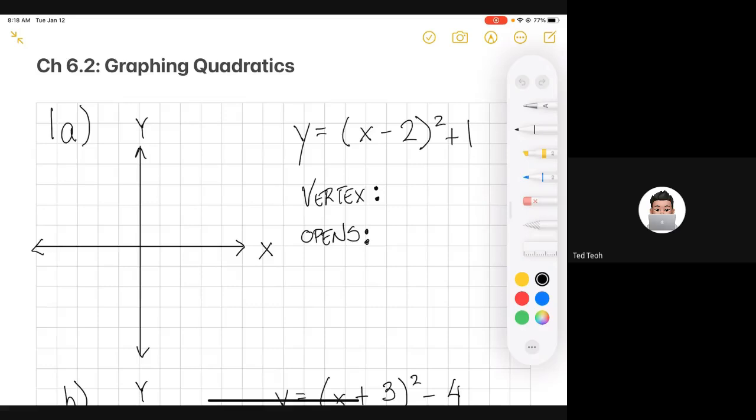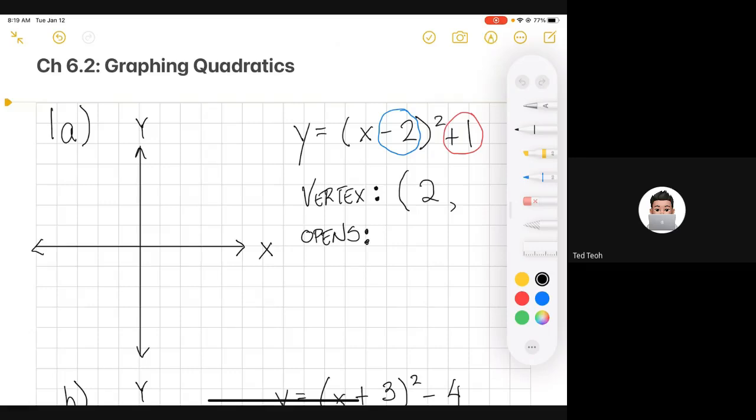When we graph a quadratic, the first thing we need to do, step number one, is to write down what the vertex is. All right, so the vertex is made out of two parts, an x value, which is the number inside the bracket, and a y value, which is the number outside the bracket. Okay, so my vertex for this question is going to be positive 2. So remember, the x value is the opposite sign.